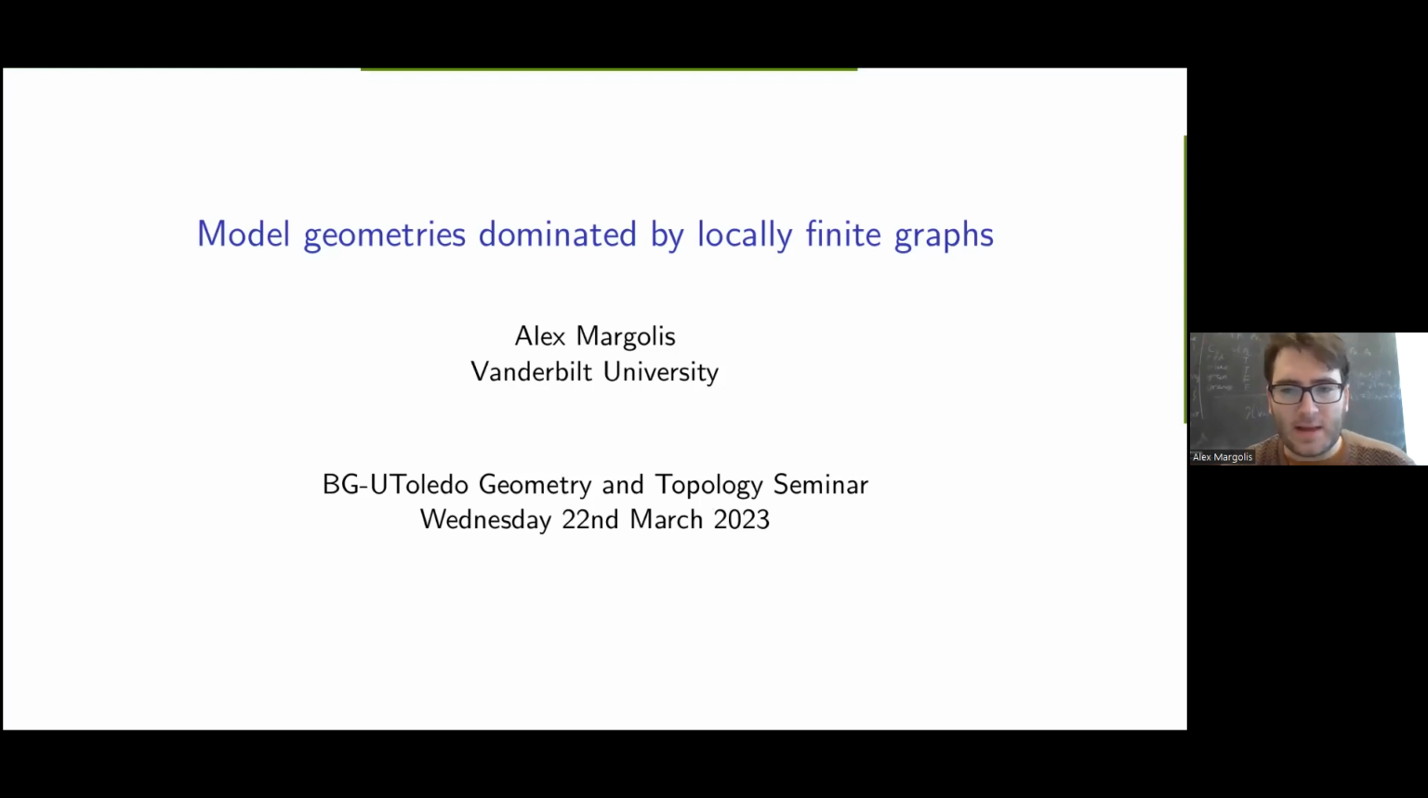I'm going to talk about model geometries dominated by locally finite graphs, which informally you can think of as saying which finitely generated groups have the property that the only spaces they act on nicely are essentially locally finite graphs.